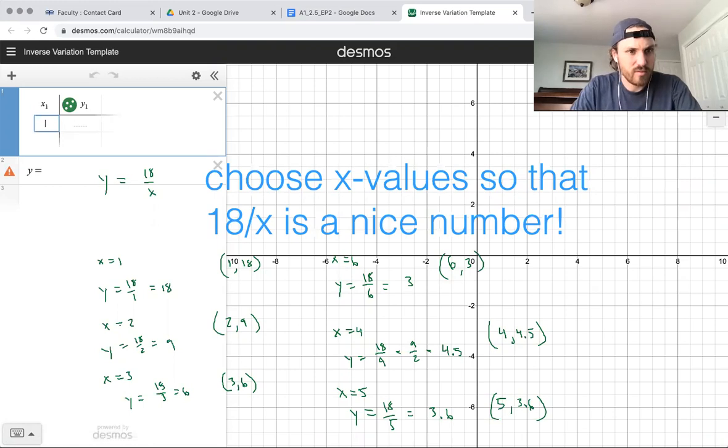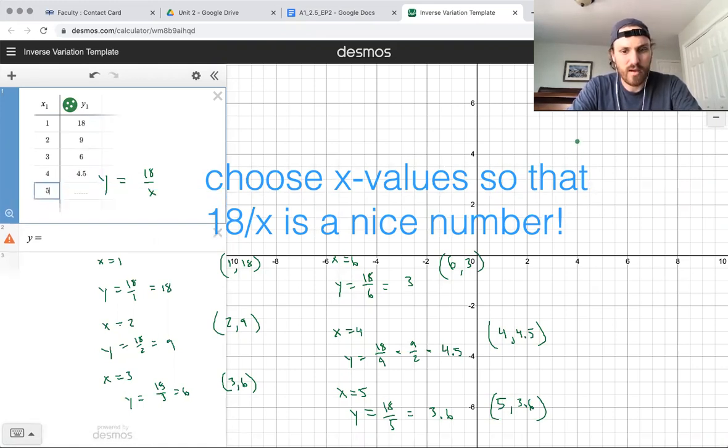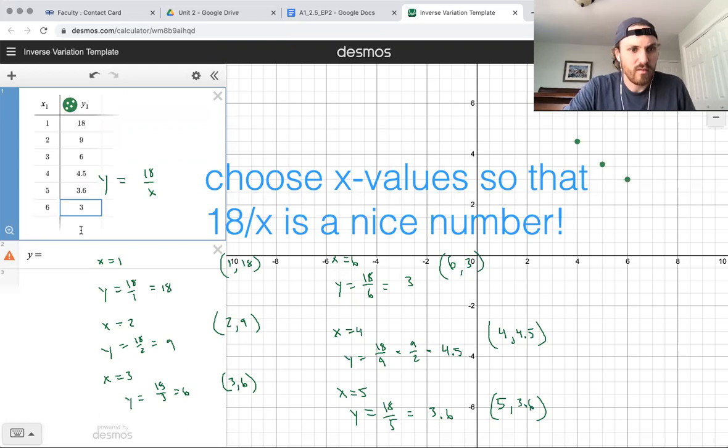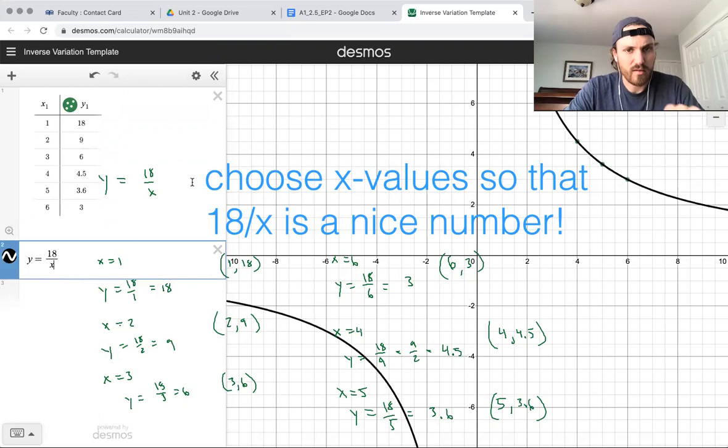So one of the points was 1 and 18. Another point was 2 and 9. Another point was 3 and 6. Another point was 4 and 4.5. Another point was 5 and 3.6. And another point was 6 and 3. Okay, so those are my points, and my equation was y equals 18 over x.